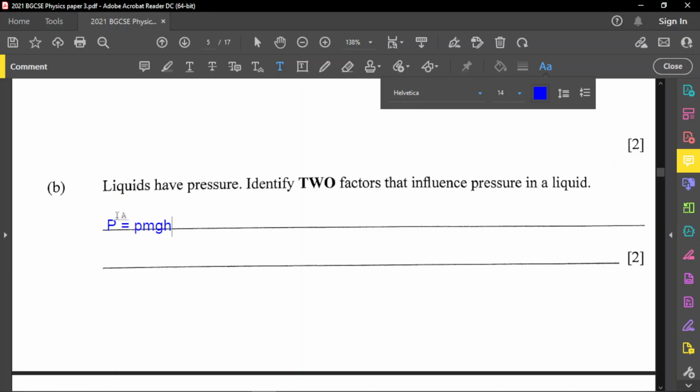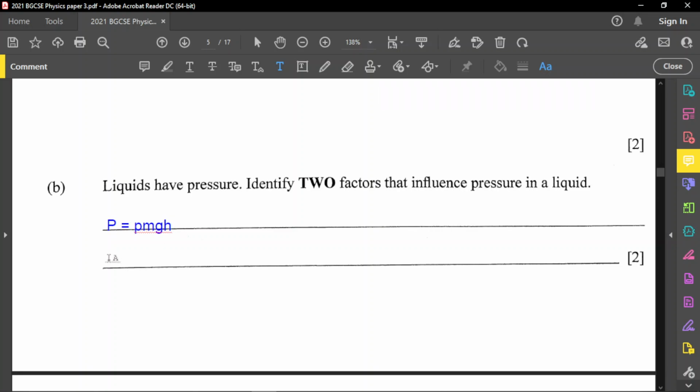So now there are two things that actually matter in terms of the pressure, because the gravity acting on the liquid will be the same, provided it's on the same planet, on the earth at the same altitude. The gravitational force will be the same, but the two things that can change are the density of the liquid and also the height, which is the depth.